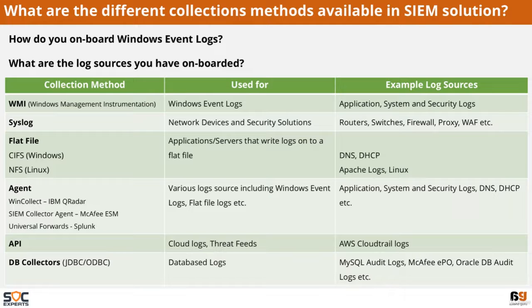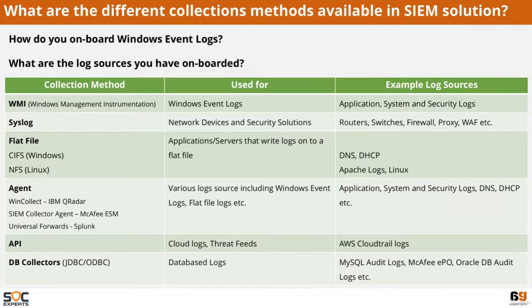Most of the SIM vendors also have an agent-based collection method. IBM QRadar agent is called WinCollect. McAfee ESM agent is called SIM Collector agent. And for Splunk, it is called Universal Forwarder. Various log sources including Windows event logs, flat file logs, etc. can be collected using the agent-based collection method. The agent sits on the log source, collects the necessary logs and sends the logs to the SIM.